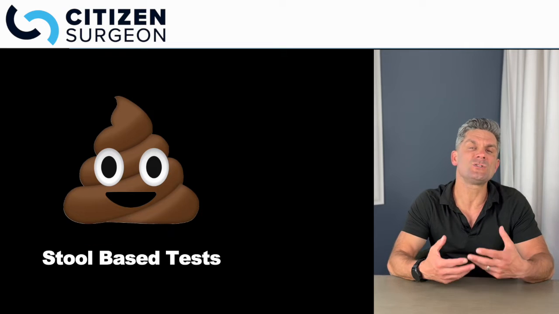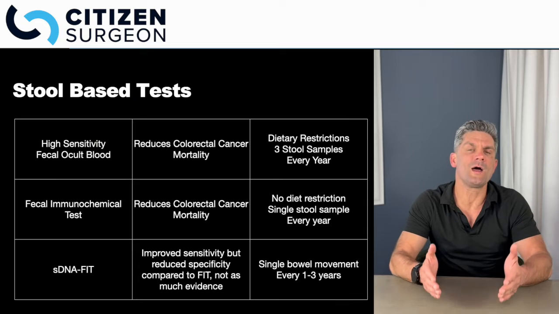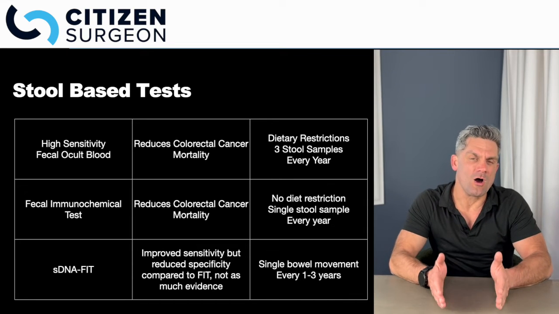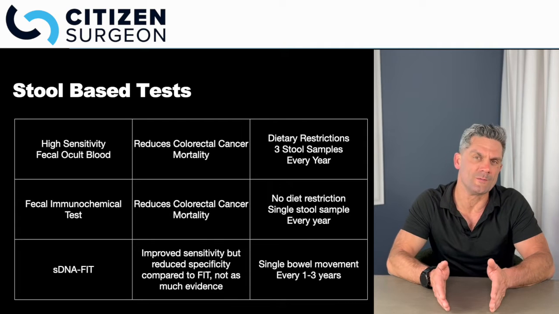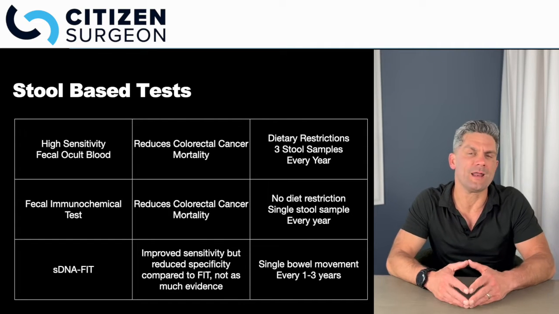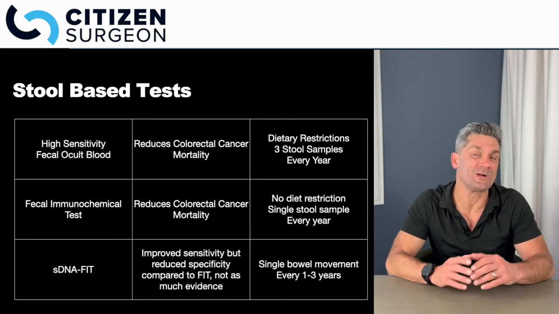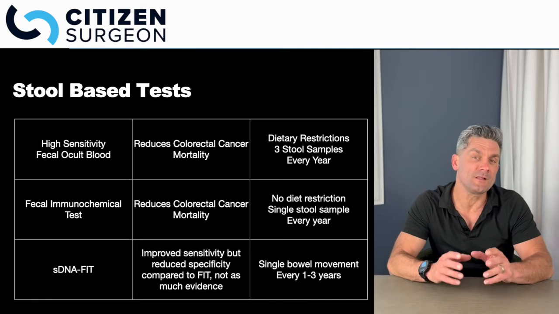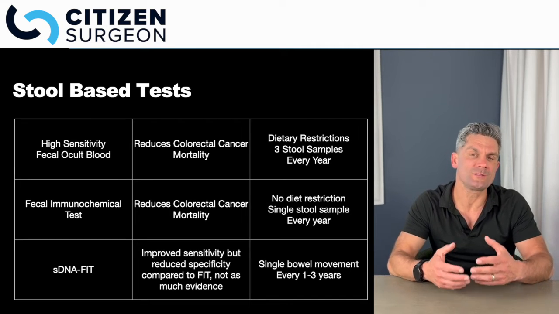Okay, so let's do the stool test first. So the stool test, there are 3 ones to think about, and they all have the same idea, okay, and that is to check for the evidence of blood in the stool or breakdown products of blood. Okay, so fecal occult blood tests are highly sensitive. Now, this has been shown to reduce mortality in colorectal cancer.